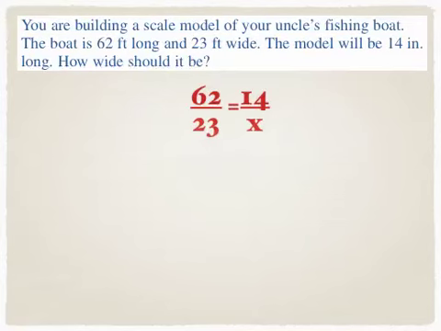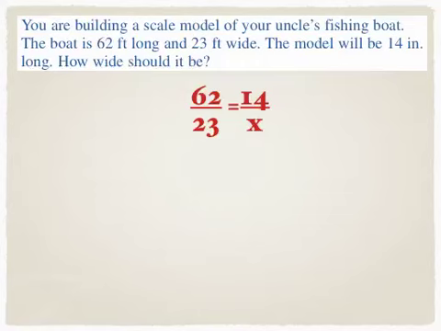I set it up as 62 over 23 equals 14 over x. Why I did this is 62 is the original length, 23 is the original width. So the first ratio that I wrote is the original boat, 62 feet over 23 feet. Then I've set it equal to a ratio of the model, which it tells me is 14 inches long. Because 62 was my length, the 14 needs to go on top just like the 62 is on top. I do not know what the width should be, so it's going to be x and it's going to be on bottom because 23 was the width of the boat. X is going to be the width of the model.